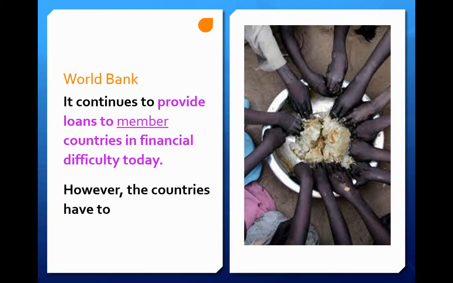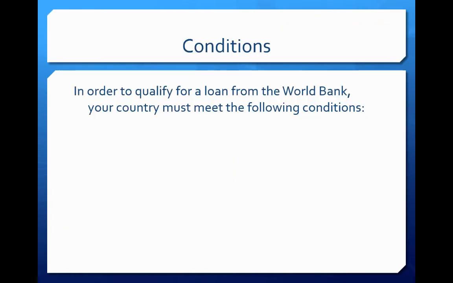So, however, the countries, they have to meet certain conditions, right? There are certain things that a country has to do before it can take out a loan from the World Bank. Okay, so in order to qualify for a loan from the World Bank, your country must meet the following conditions. Your country must have a democratic government, right?